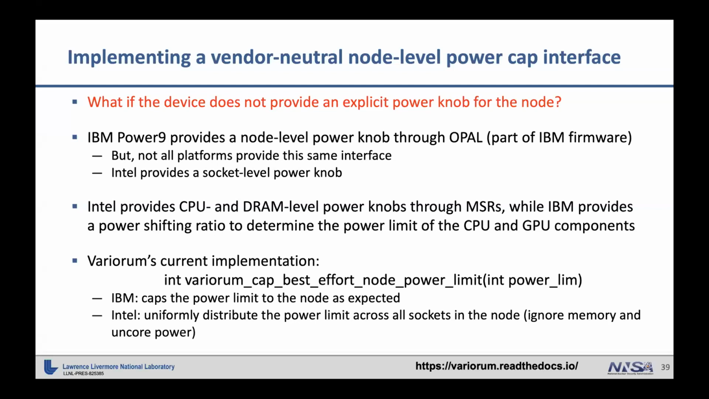So if you're using node level power limits to set a cap on a system or on a node, for an Intel system, you're going to have to add a little bit just in case the other components end up taking more of the power consumption.